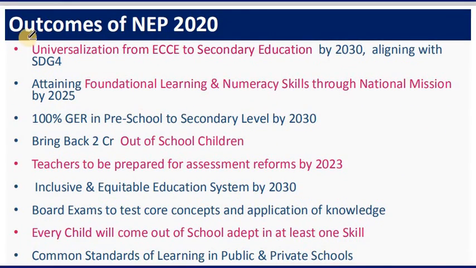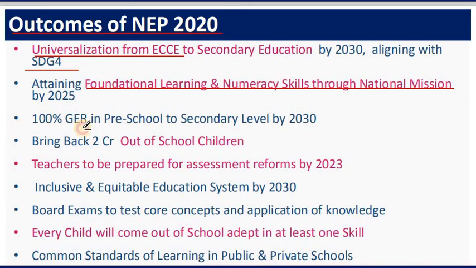The outcomes of the National Education Policy 2020. Universalization from ECCE to secondary education by 2030, aligning with SDG, Sustainable Development Goal 4, attaining foundational literacy and numeracy skills through the national mission by 2025, 100% GER from preschool to secondary level by 2030, bring back 2 crore out-of-school children.